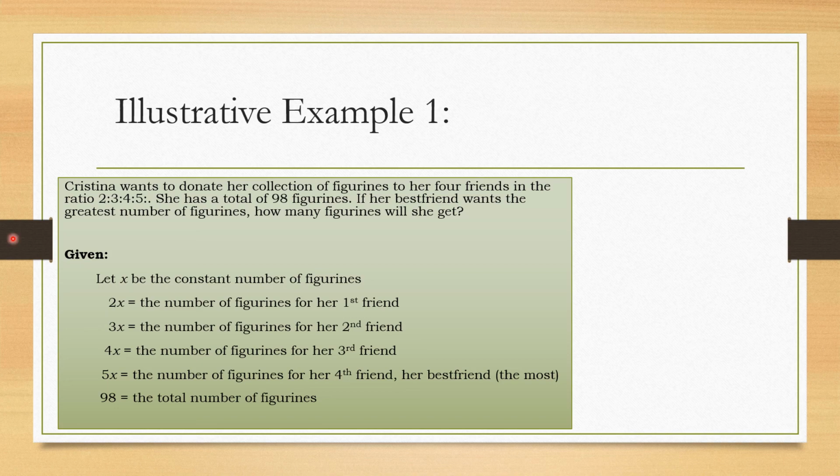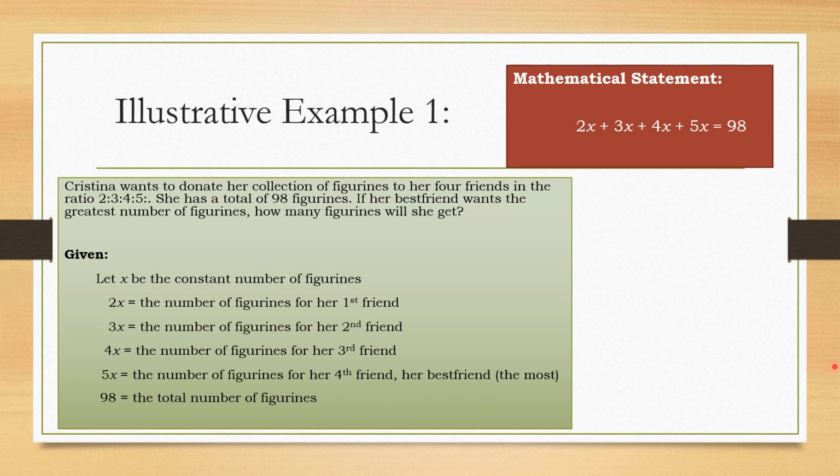So we arrive at this given. Let x be the constant number of figurines. So 2x for the first friend, 3x figurines for the second friend, 4x for the third friend, 5x for her fourth friend. So this one, her best friend, will get the most number of figurines. And the total number of figurines is 98. What we will do now is to write the mathematical statement. So 2x plus 3x plus 4x plus 5x is equal to 98.